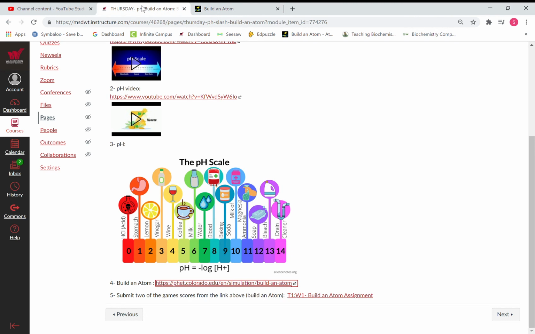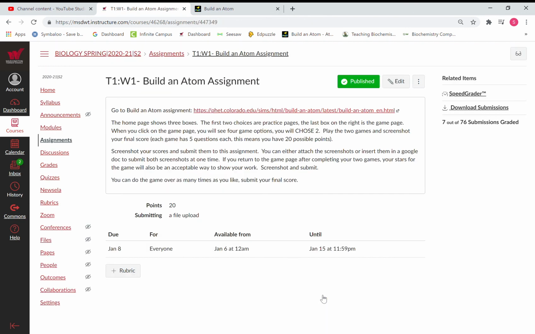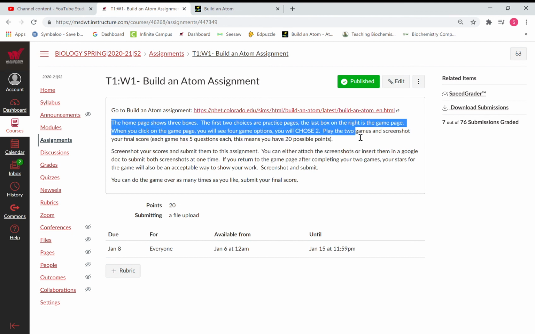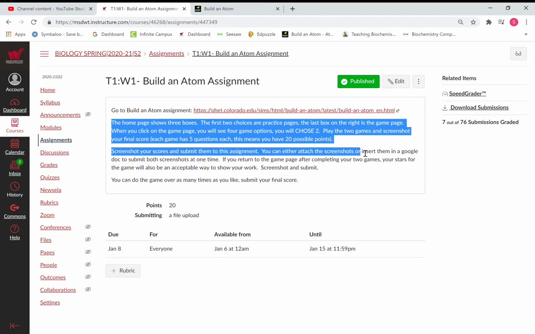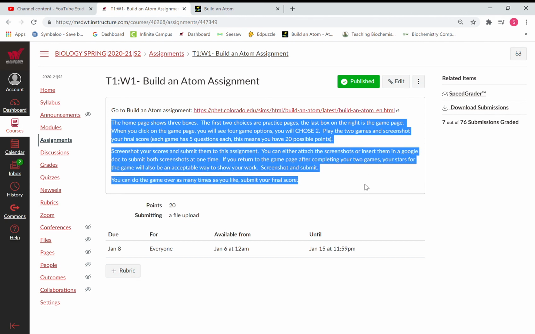Let's go ahead and go back to today's assignment. Right here is where you will submit your assignment. So here it tells you to go to this link. It tells you to go through the activity. You have to choose 2 of the games to play. You're going to submit those. You have a possible 20 points. You can screenshot each game you play, or you can screenshot the whole picture. Either one is fine. And that is your lesson for today.